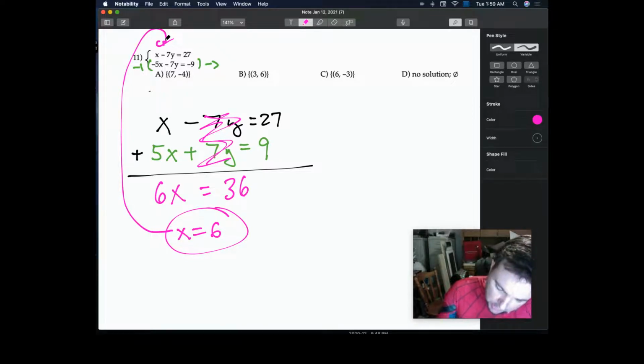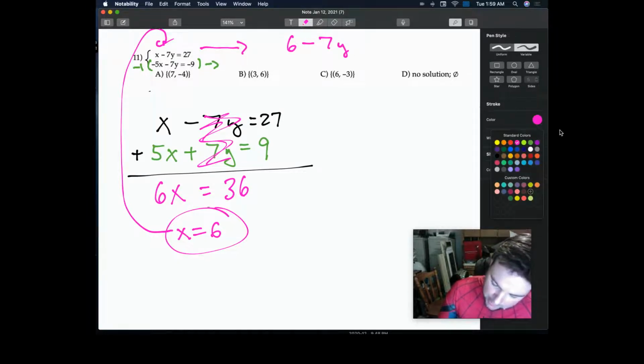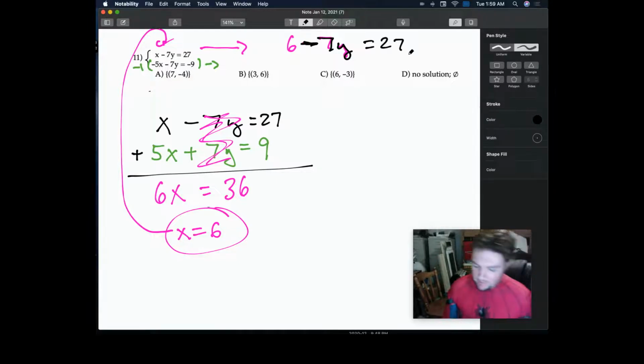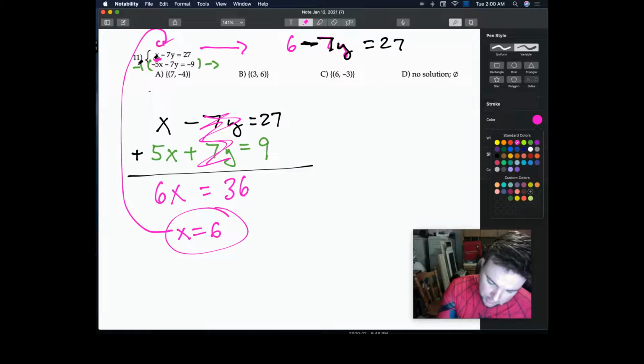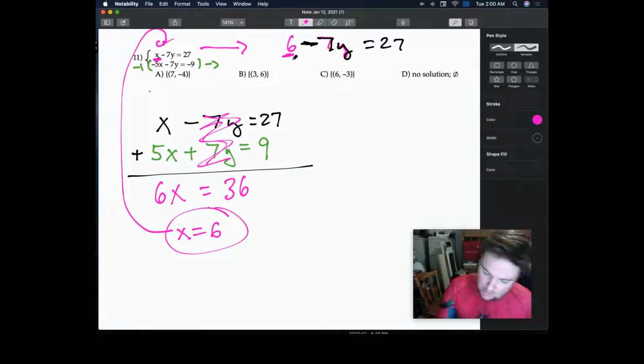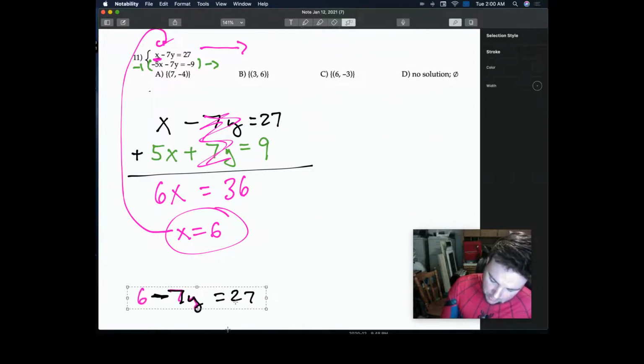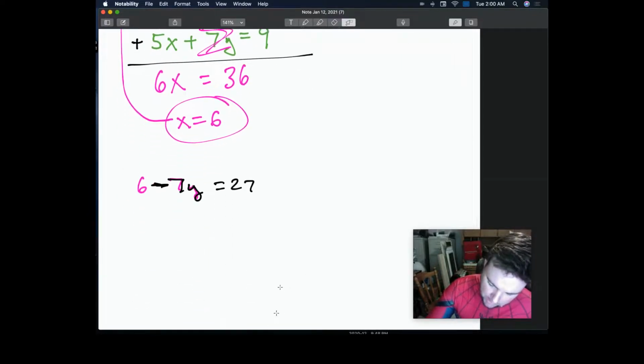Okay, so this is going to give me what? I'm going to get 6 minus 7y equals 27. You know what? I want to do everything in one color. That's no good. So again, in case you're curious, right? X is 6, so this x became 6. This x became 6. And why don't I just do this? Since I can drag, kind of don't like where that is. Let's just drag that down here. Okay. All right. So let's solve this.